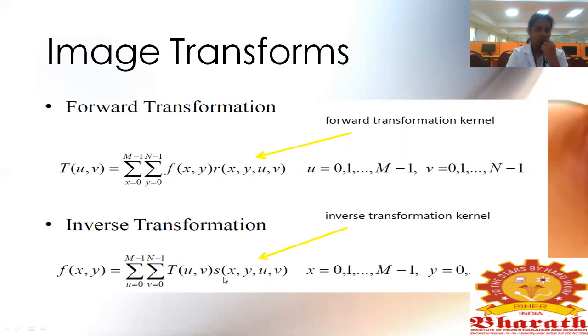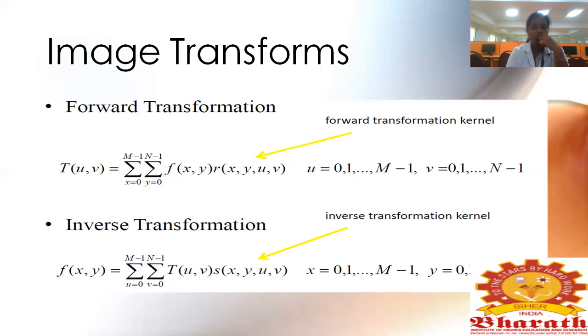Okay, so by applying this inverse transformation function, I am going to get f of x comma y, which is the original image. So you can now understand, after converting the original image into some transformation, now I'm going to convert that transformation function back into the original function. This is the reverse process of the forward transformation function.